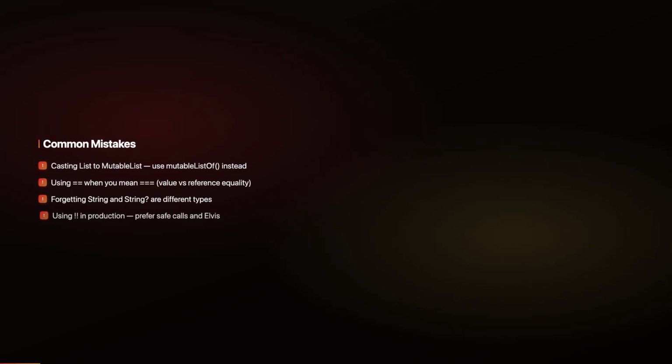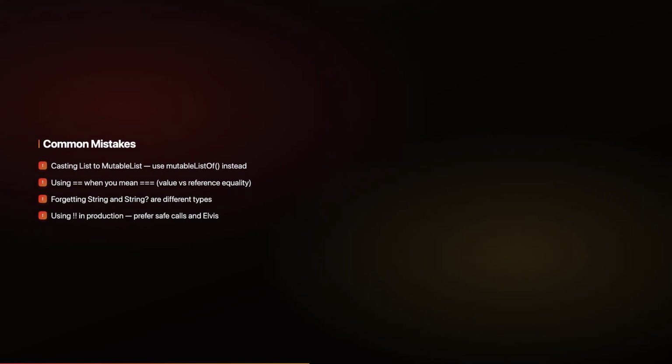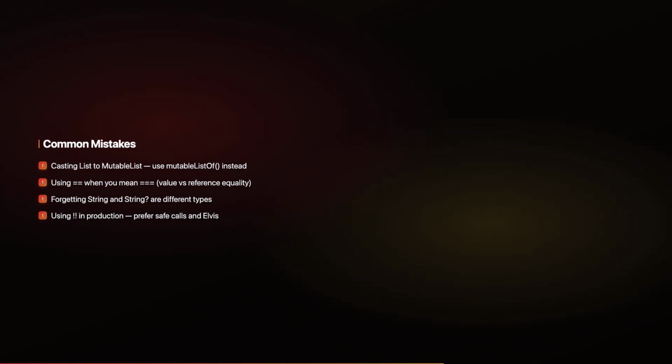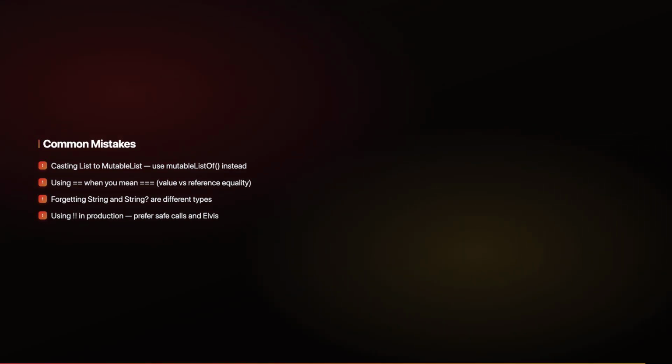Here are mistakes to avoid. Never cast a read-only list to a mutable list. Create a new mutable list instead. Remember that double equals checks value equality, while triple equals checks reference equality. String and nullable String are different types, so always handle nulls explicitly.